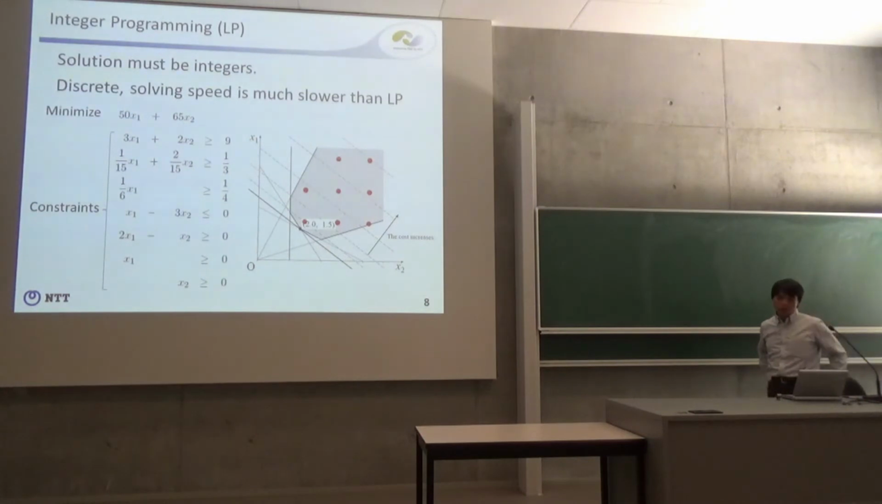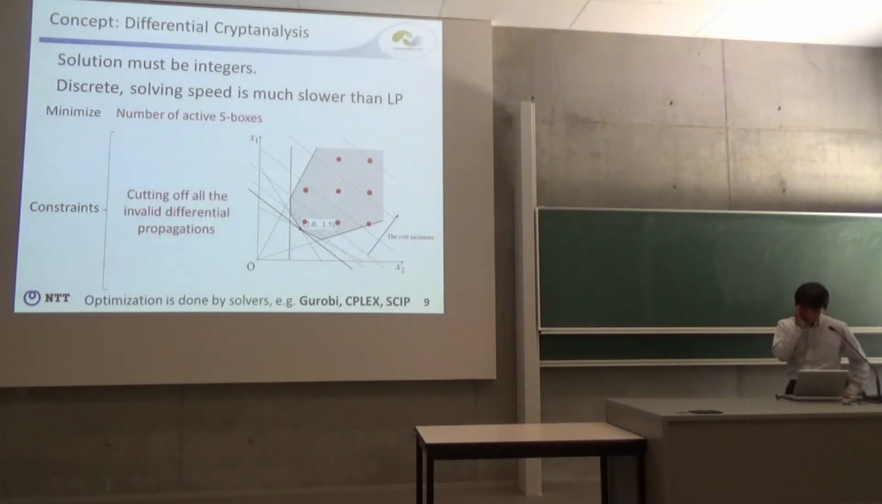So in integer programming, the solution must be integers. So the range is like a discrete system. It's not like a continuous system. So solving speed is much slower than linear programming. And so this is a conceptual sketch of how it can be applied to crypto.